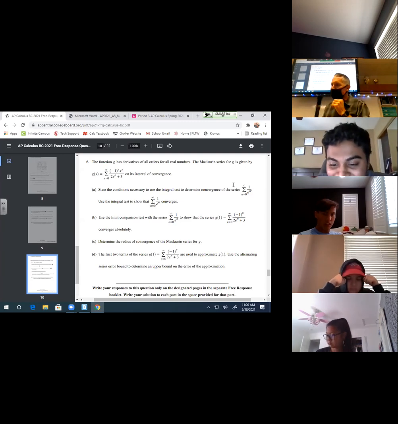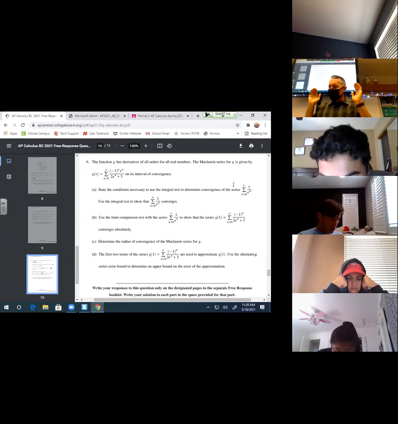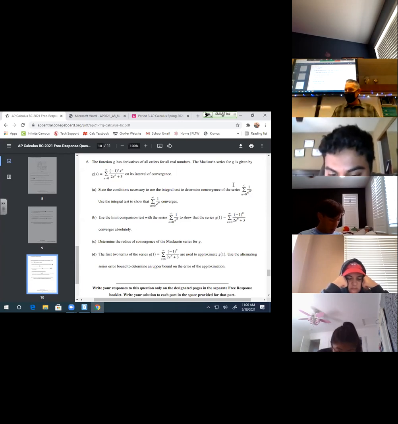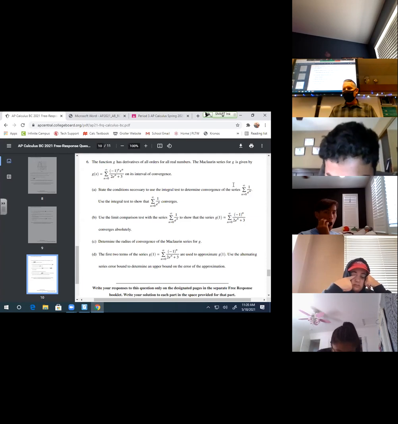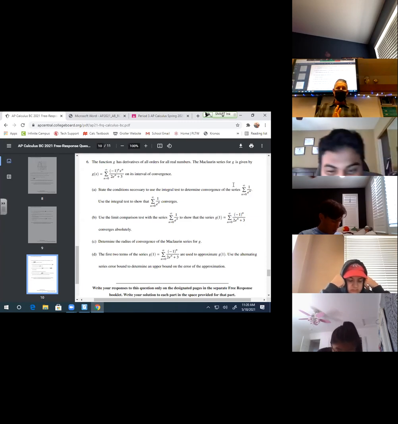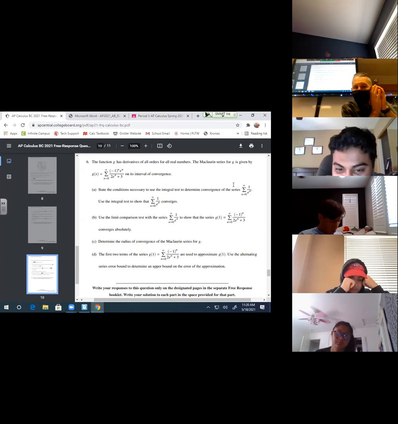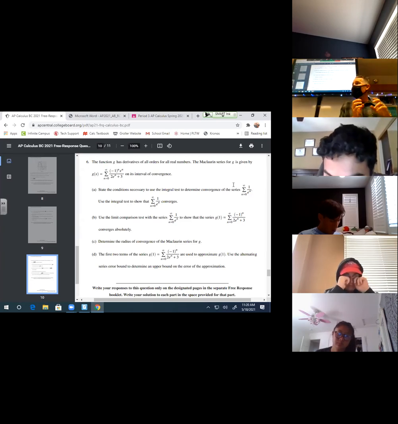The first two terms of the series g of 1 are used to approximate g of 1. Use the alternating series error bound to determine the upper bound. All that it says is, by going out to a certain number of terms, the error is bounded by the next term evaluated at that x value. So in this case, if you go out to 2 terms, that is accurate to within whatever the third term's value is.